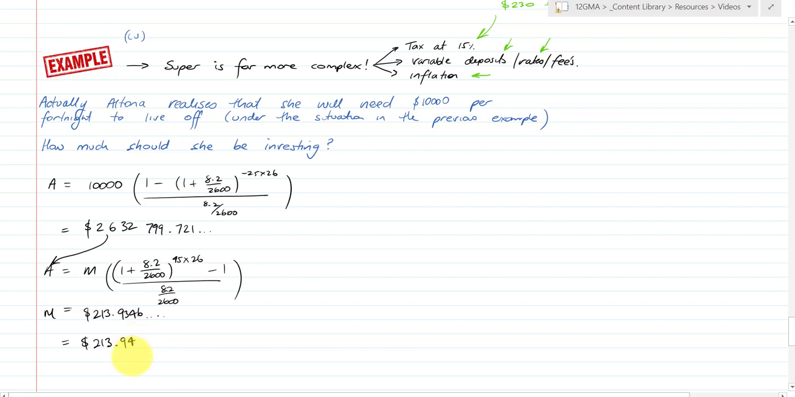So she's going to need $213.94. We have to round that up to make sure she has enough money at the end. So it's going to be a little bit of a bonus. You might actually be able to withdraw 10,011 cents or something per fortnight. But let's make sure we're over the 10,000 mark. So there's my final answer.